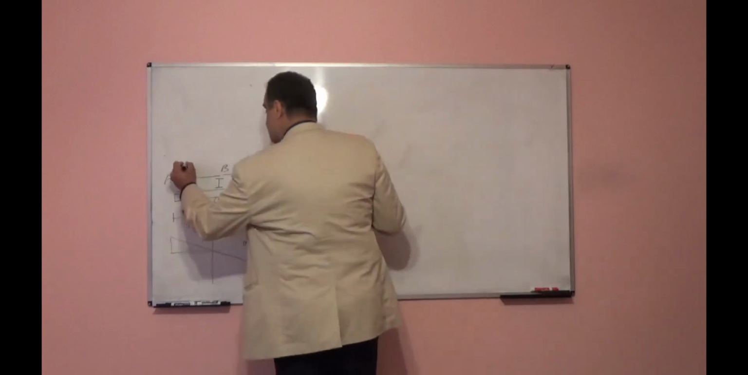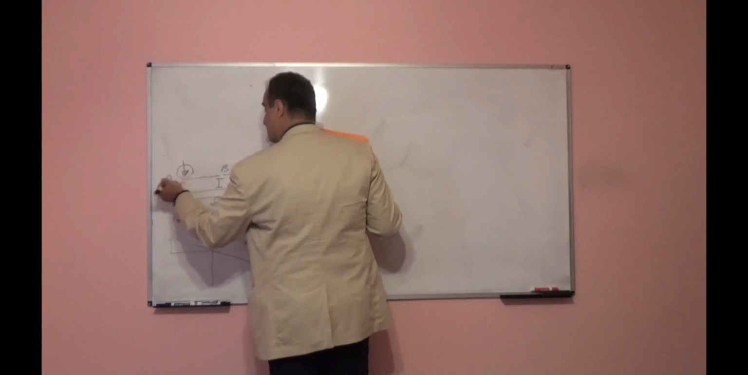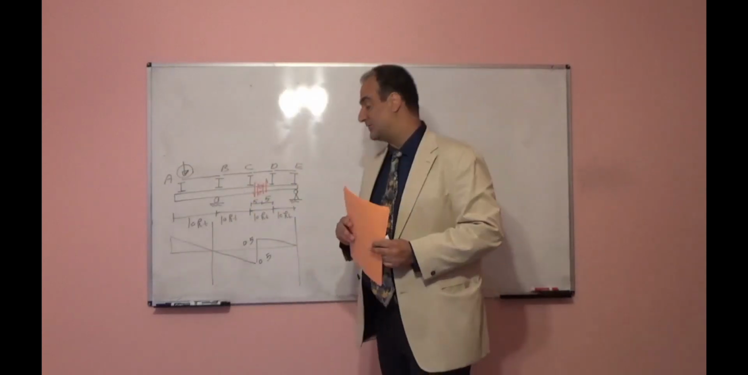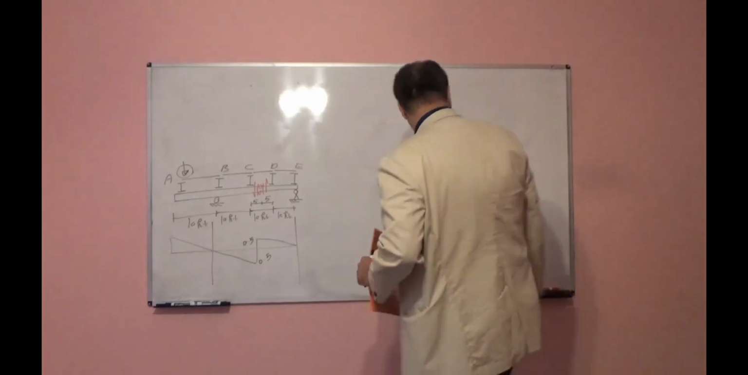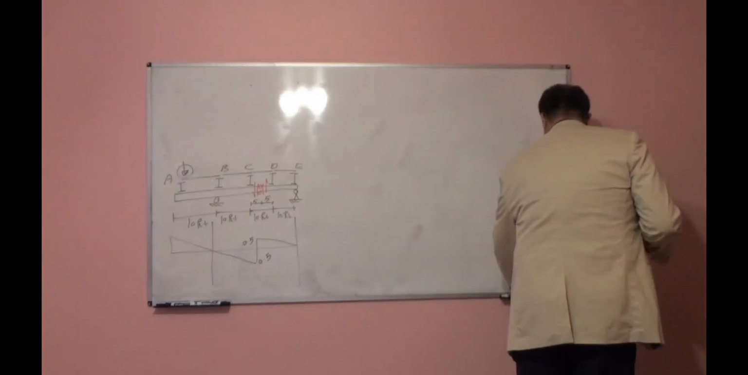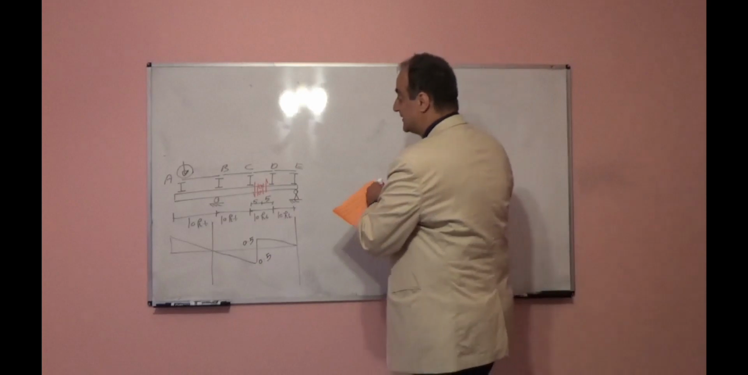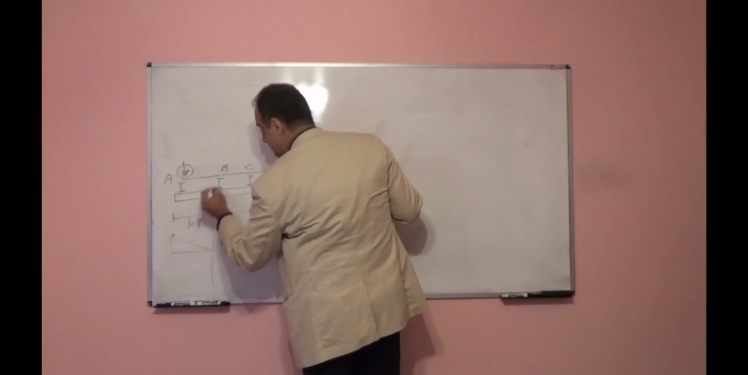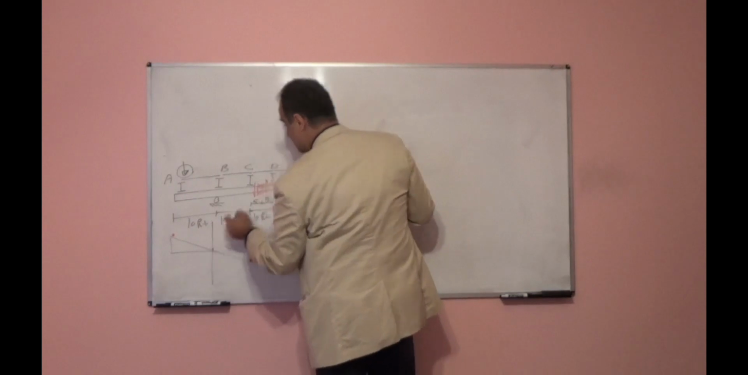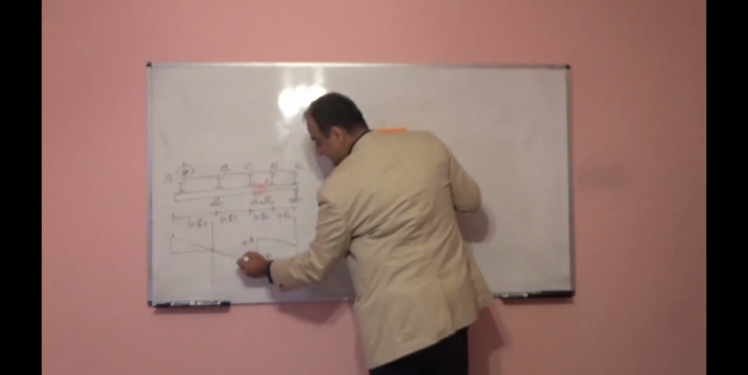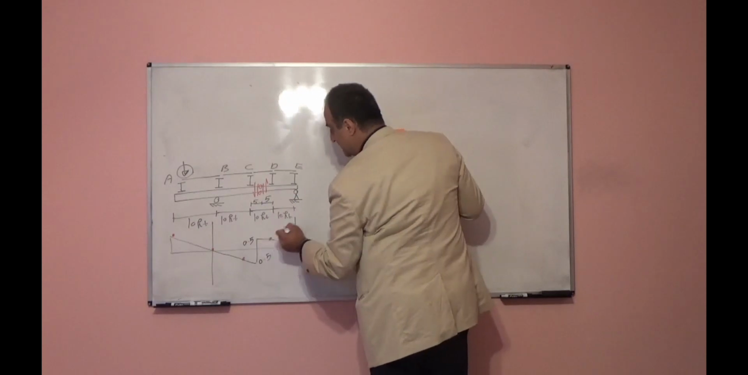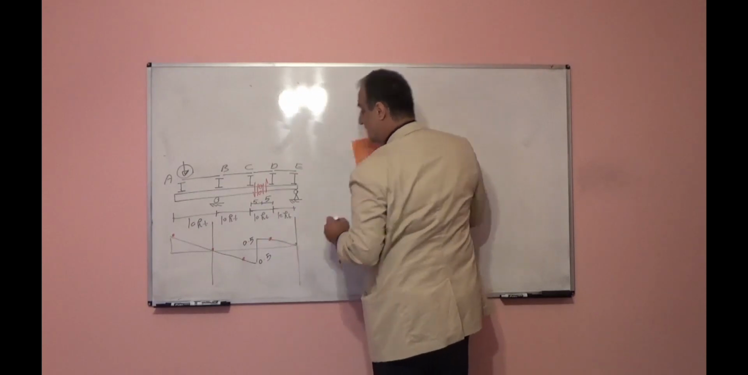But now our traveling load moves here in the slab. So we should modify this influence line. We will transfer these points to the influence line. Point A will be here, point B will be here, point C will be here, point D will be here, point E will be here.